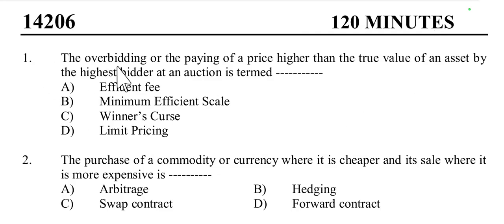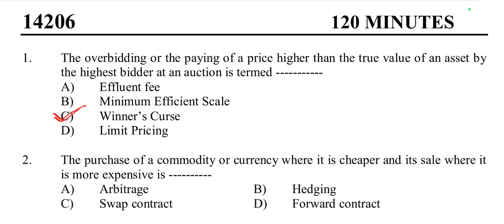Question number 1. The overbidding, or the paying of a price higher than the true value of an asset by the highest bidder at an auction, is termed as: affluent fee, minimum efficient fee, winner's curse, limit pricing. It is called the winner's curse because it occurs in an auction when the winning bidder ends up overpaying due to incomplete information or overly optimistic estimates.